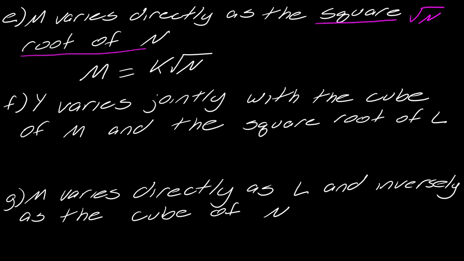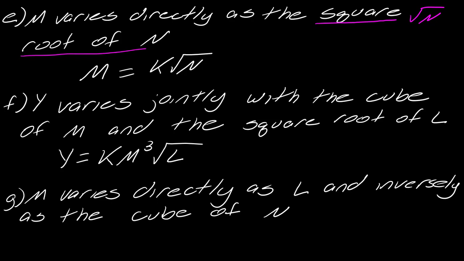Next one, Y varies jointly with the cube of M and the square root of L. So Y varies, so that's going to be my Y equals, and jointly means I'm going to multiply two things by K. The cube of M means M to the third, and the square root of L. So as you can see, you can make slightly more complicated expressions from how these are phrased.